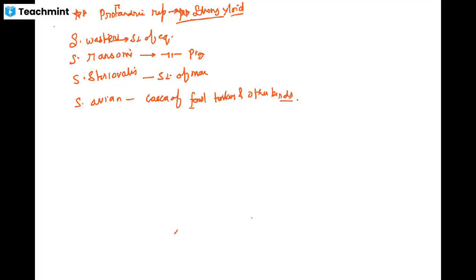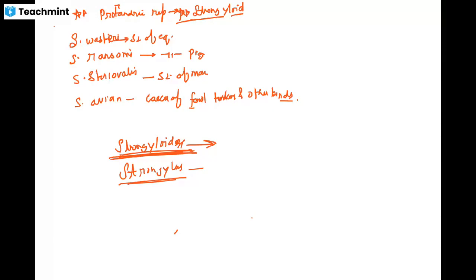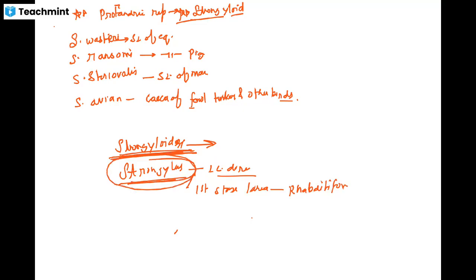Most of the confusion we have is between Strongyloides and Strongylus. So Strongyloides and Strongylus are both different. They both are different genera. Here is Strongyloides and here it is Strongylus. Its life cycle is direct and here the first stage larva is rhabditiform in the case of Strongylus. So another genus is Strongylus.